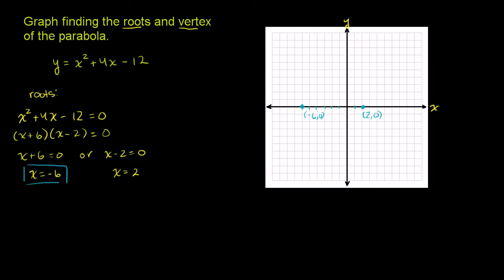So let's just do that. So if we take the midpoint, we can literally just average these two numbers. So negative 6 plus 2 over 2 is negative 4 over 2, which is equal to negative 2. So the vertex is x is equal to negative 2.